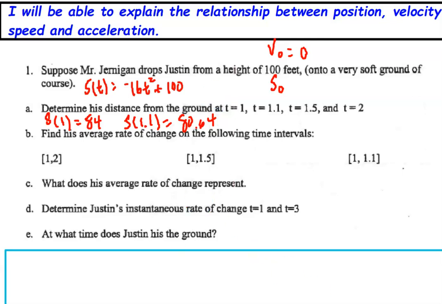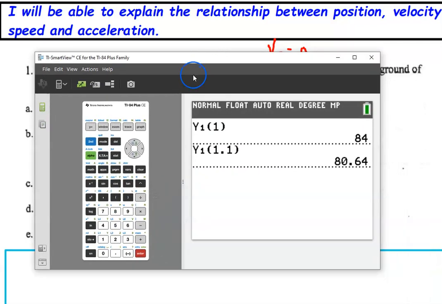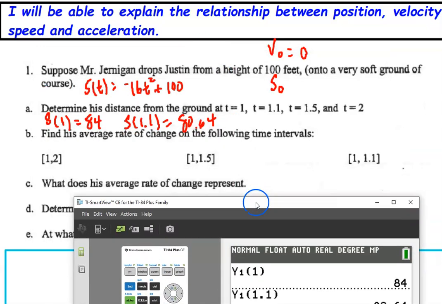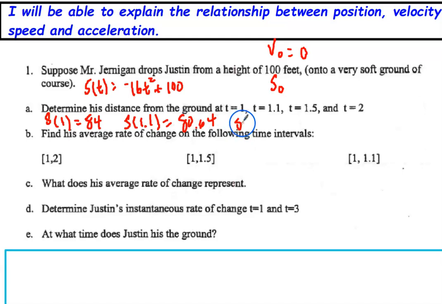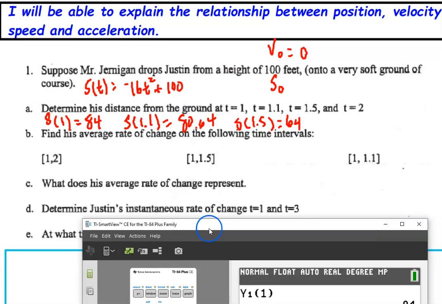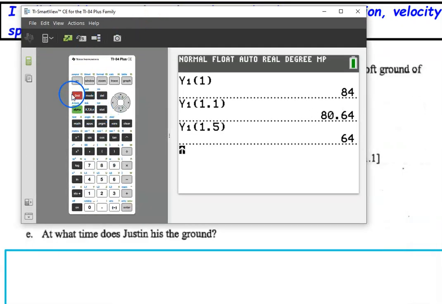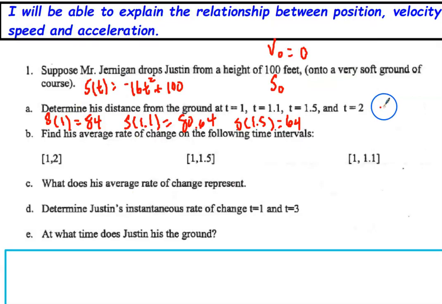And then I'm going to come back and do 1.5. So I'm going to do second enter to bring that back. 1.5, 64. So position at 1.5 is 64. And then lastly, position second enter, position at 2, and then I'm going to get rid of that stuff, delete, enter, is 36. So position at 2 is 36.